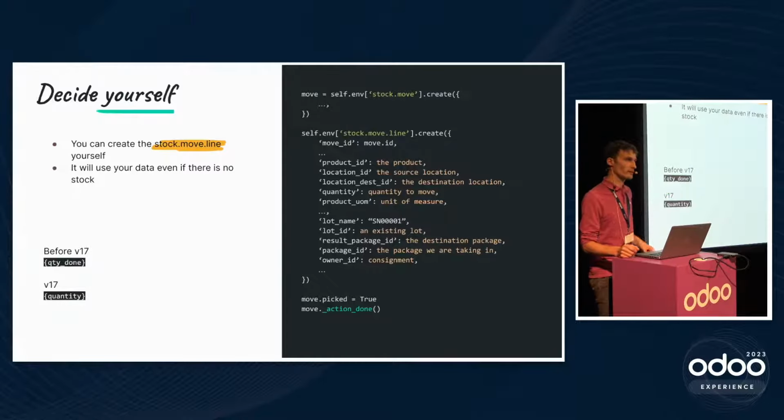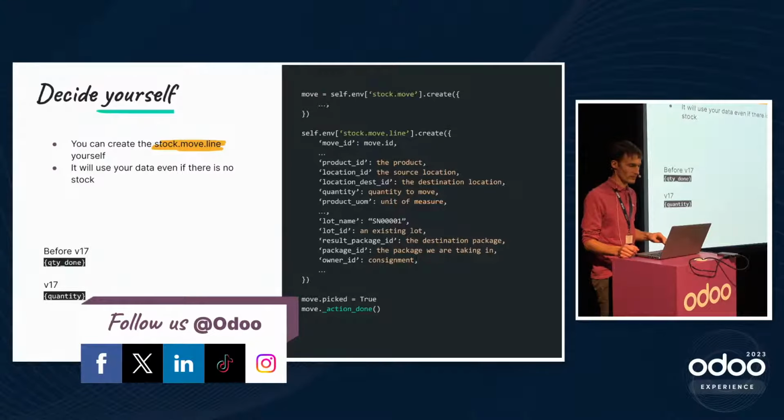Again, a small note about the name of the fields. Before V17 on stock move lines, the quantity was called quantity done, and there was also a reserved quantity, and now everything is merged in the quantity field.